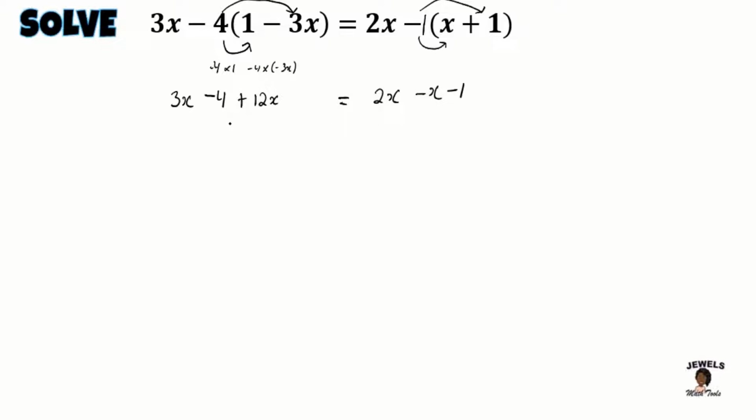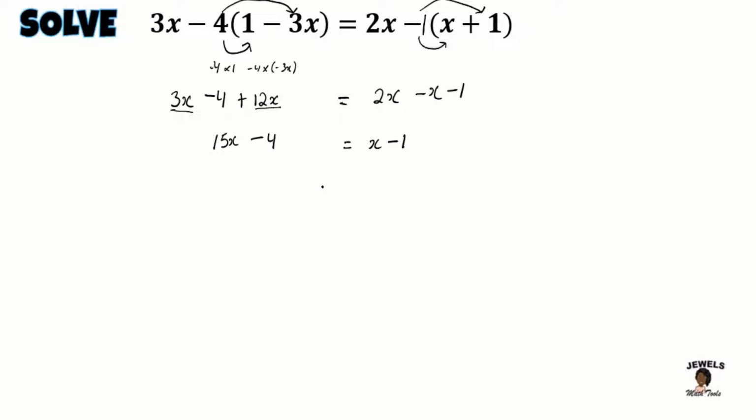And now I'm going to simplify the left hand side of my equation. On the left hand side, I have like terms with 3x and 12x. Since the 12x is being added, that means 3x plus 12x will give me 15x. And since I did not use the negative 4, I will return that back to my equation. On the right hand side, I can again simplify my 2x minus x, which will equal x. And I'm going to return the minus 1 back to the equation.